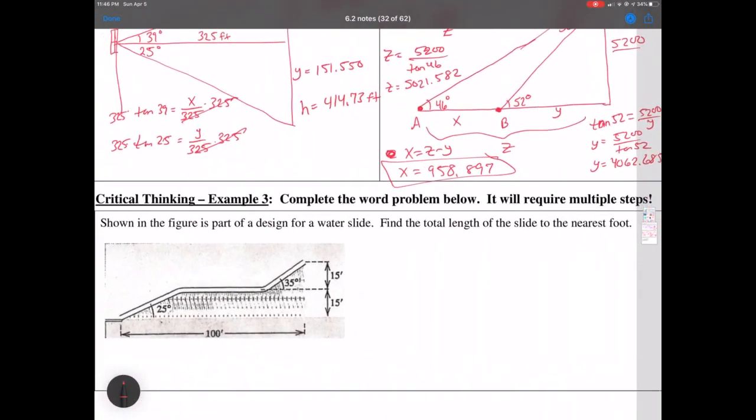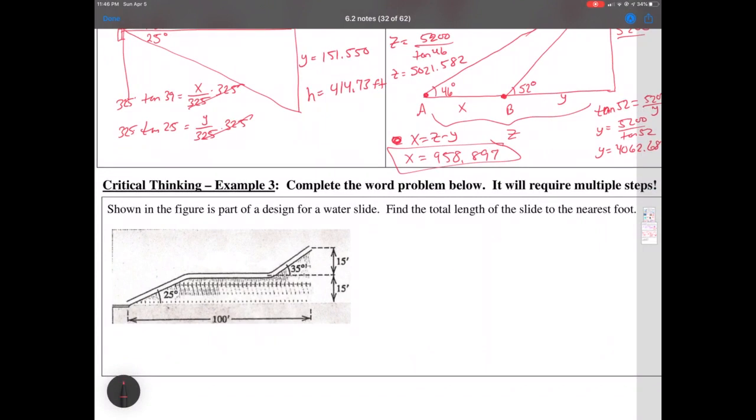Now, we have one more problem, and it's your critical thinking problem. Complete the word problem below. It will require multiple steps. Shown in the figure is part of a design of a water slide. Find the total length of the slide to the nearest foot. So we have to find this value, and this value. So we have multiple right triangles inside this object. So we're going to use that idea to find the information we need.